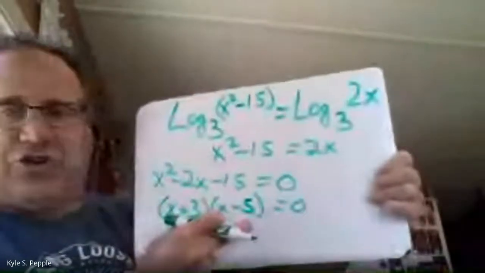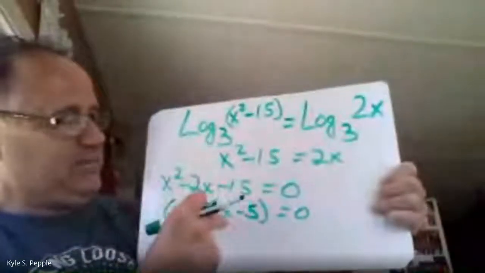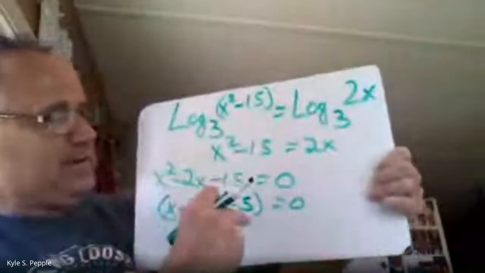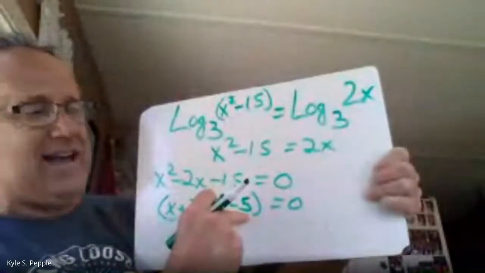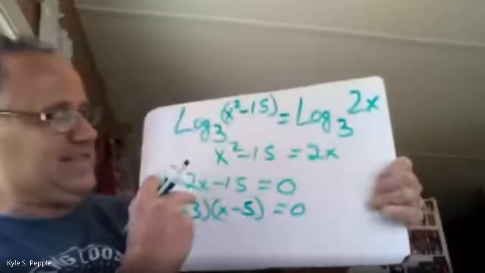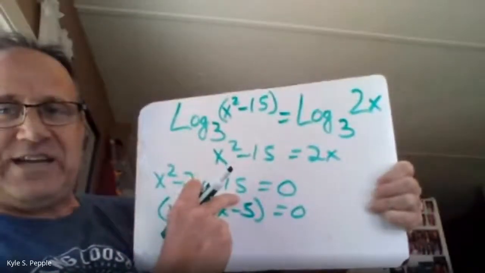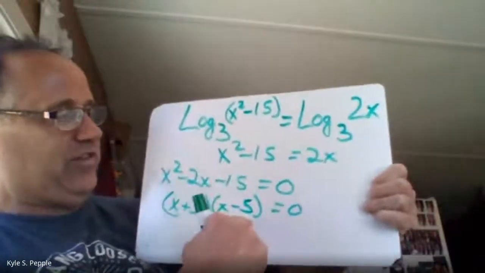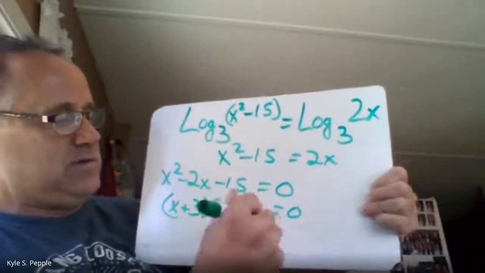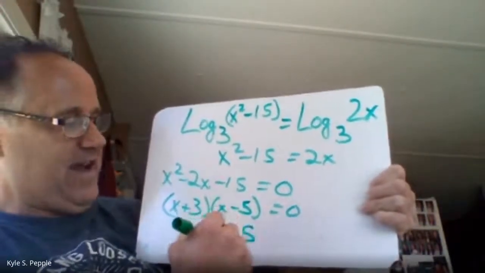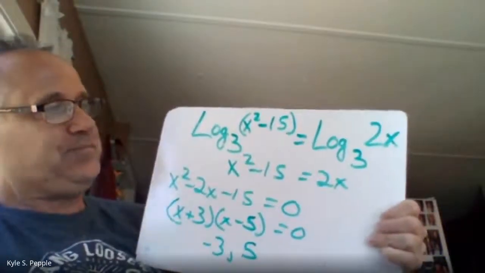And if we were to factor this, x times x is x squared. x times negative 5 is negative 5x, plus 3x is negative 2x. 3 times negative 5 is negative 15. Okay, so now we've set these equal to 0. That's going to be 5 and negative 3.